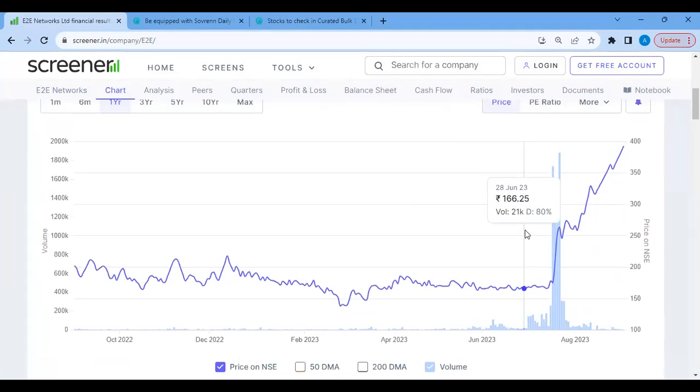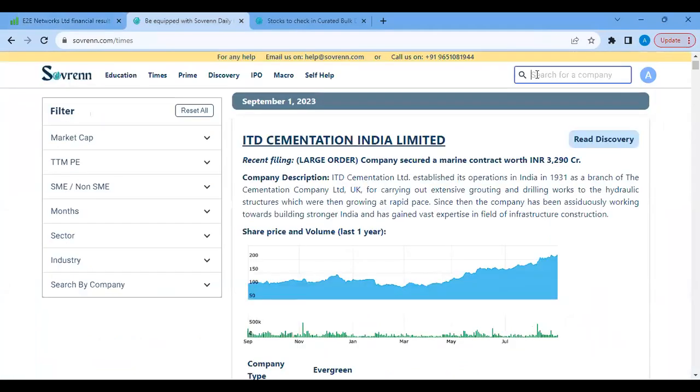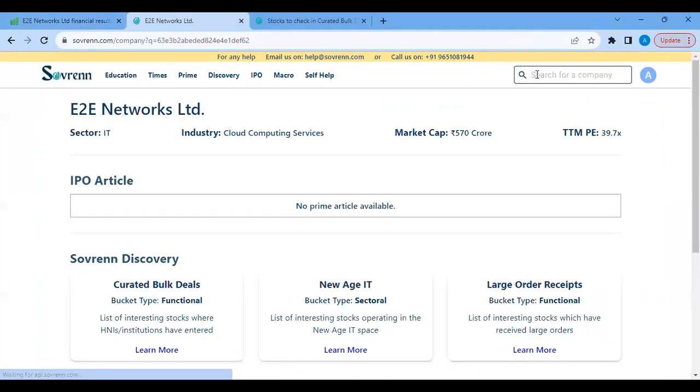What happened to the company after someone purchased? 171 to 385. It doubled. Can you see the company doubling after India Equity Fund purchased? Yes or no? Yes. Let us see this information in Sovrenn Times also. E2E Networks. Okay, let's see Sovrenn Times.